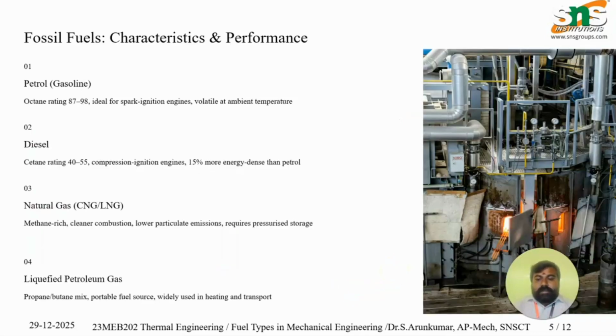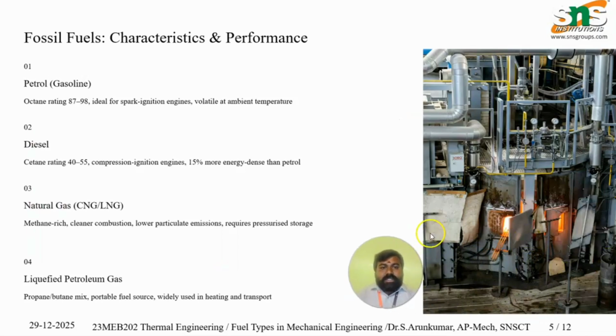These are some of the characteristics and performance of fuels like petrol, diesel, natural gas and liquefied petroleum gas. Petrol or gasoline has an octane rating between 87 to 98, and is ideal for spark ignition engines and volatile at ambient temperatures. Coming to diesel, the cetane number rating is from 40 to 55, used in compression ignition engines, and it is 50% more energy dense than petrol.